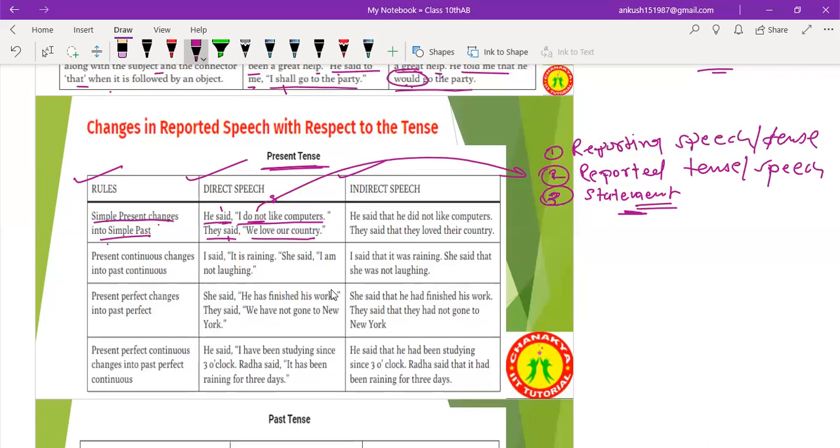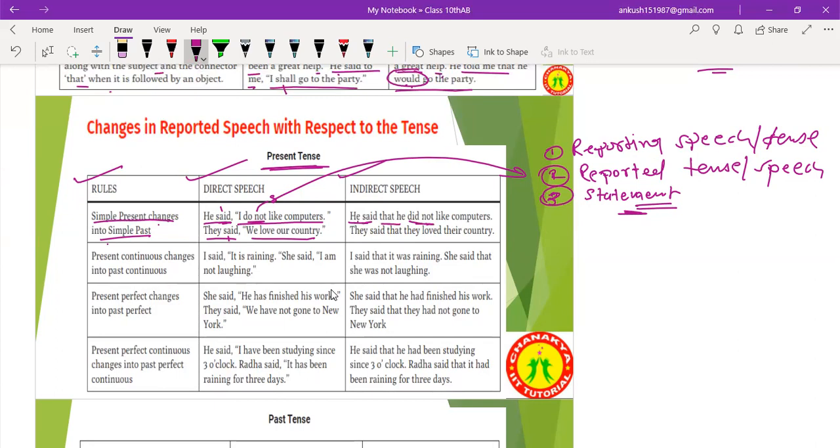Got it? Yes, sir. So now see, he said that. Why that? Because it is given in an assertive sentence. So an assertive sentence takes "that" to connect the sentence. Now, "he did not like computers." Now "do not" has become "did not" because of this reporting speech.